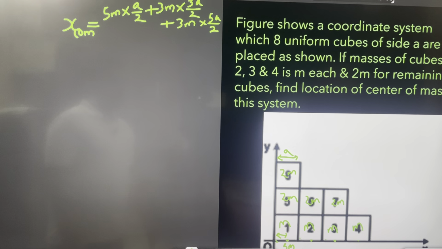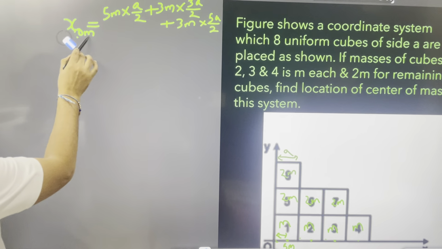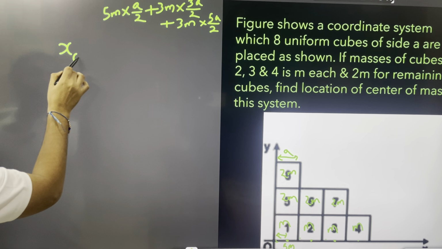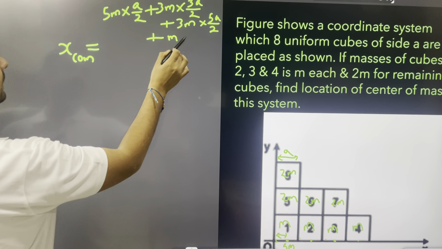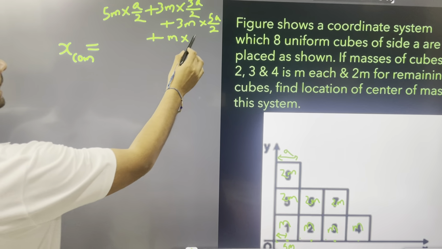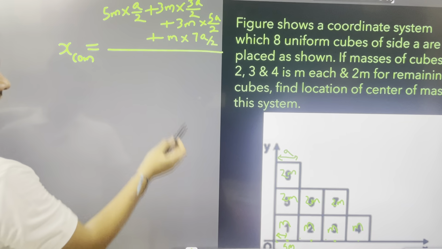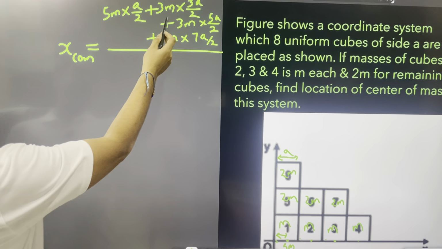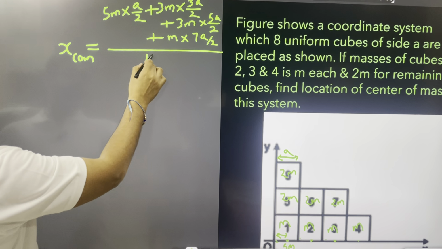Okay. Now next is m. So plus, here you will write in this way, this is x center of mass, plus m into 3a plus a by 2, which is 7a by 2, divided by the total mass. The total mass is 5m plus 3m, 8m, 8m plus m, 9m, 9m plus 3m, how much? 12m.